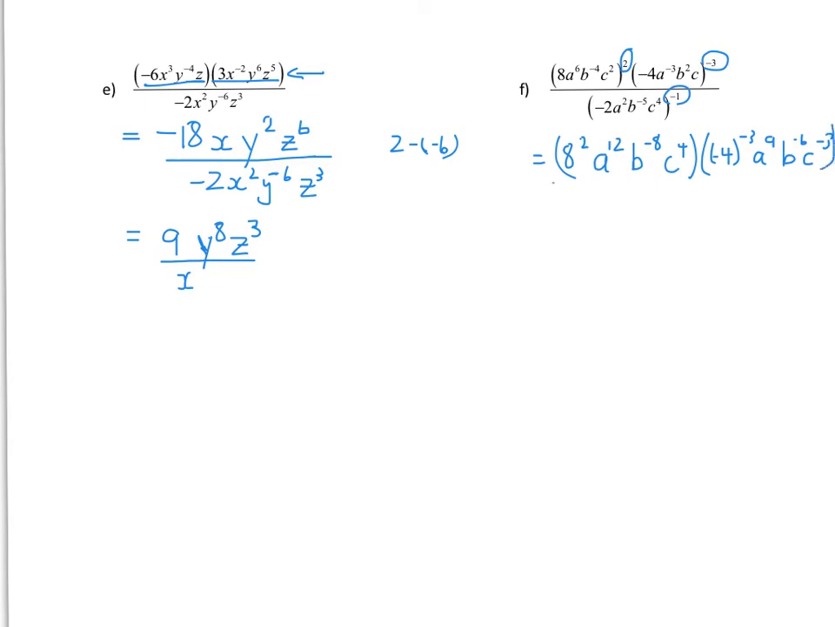There we go, and that is all over. I have a negative 2, which is going to get an exponent of negative 1, and an a to the negative 2. So I'm just multiplying those exponents together. We have a b now to the positive 5, and we have a c to the negative 4.